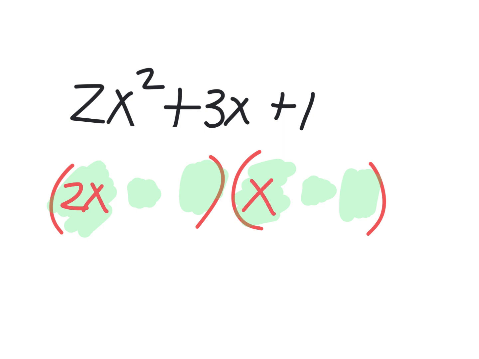Who had 2x and x? Raise your hand if you had that one right. Good. And then who had plus and plus? Raise your hand if you had that one right. Okay, good. And then there's only one way to make a 1. It's 1 times 1. Can you just be for sure that it's right?